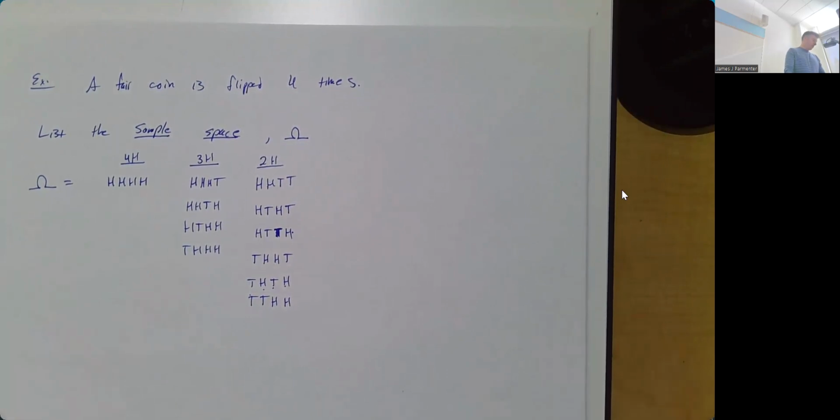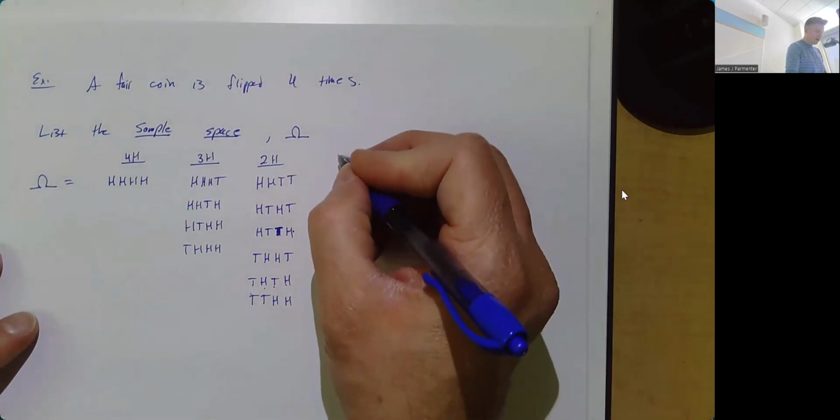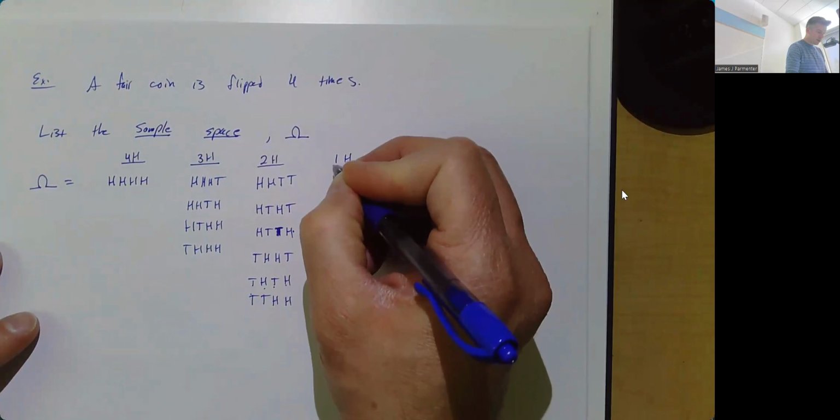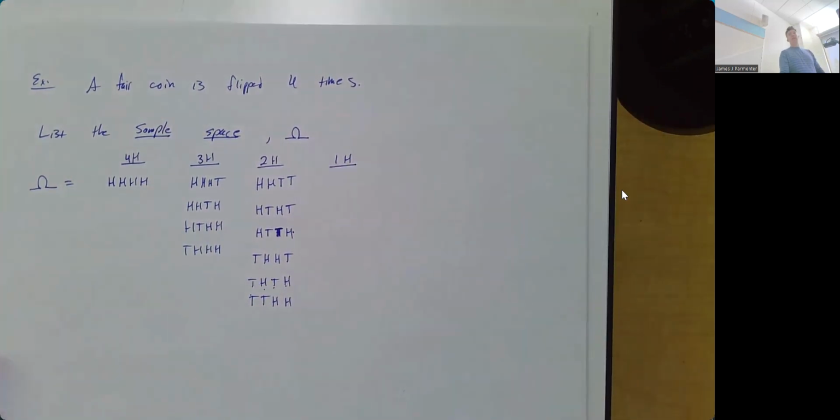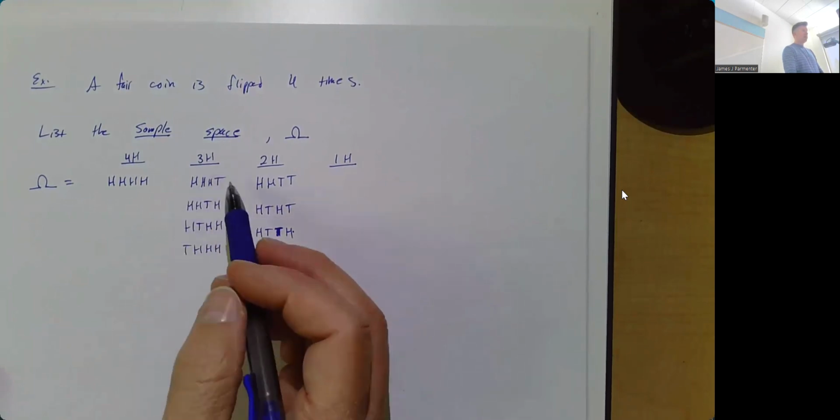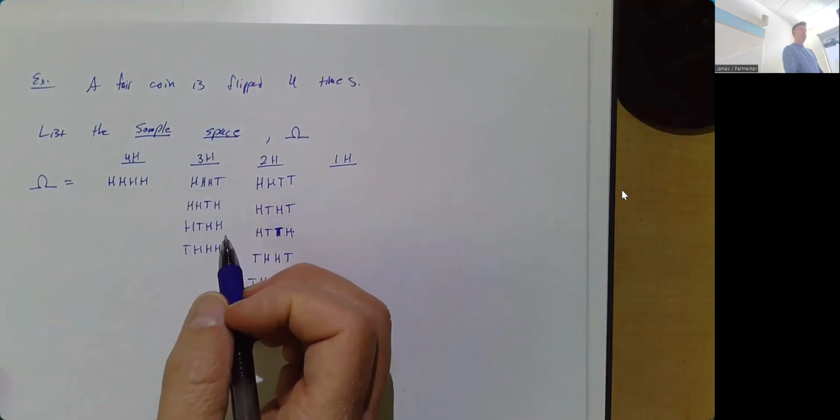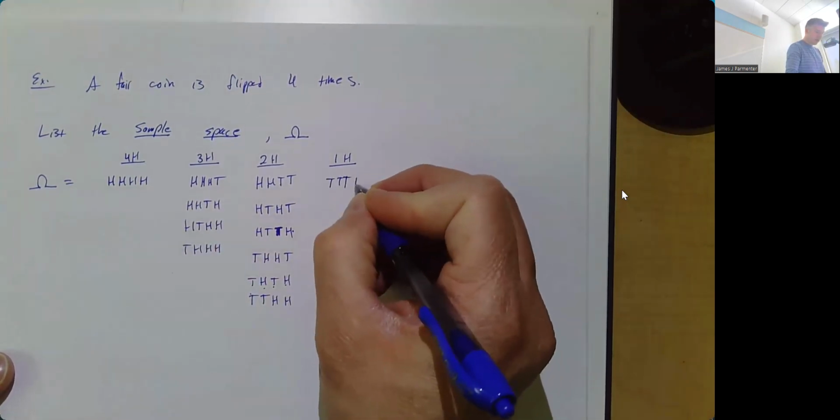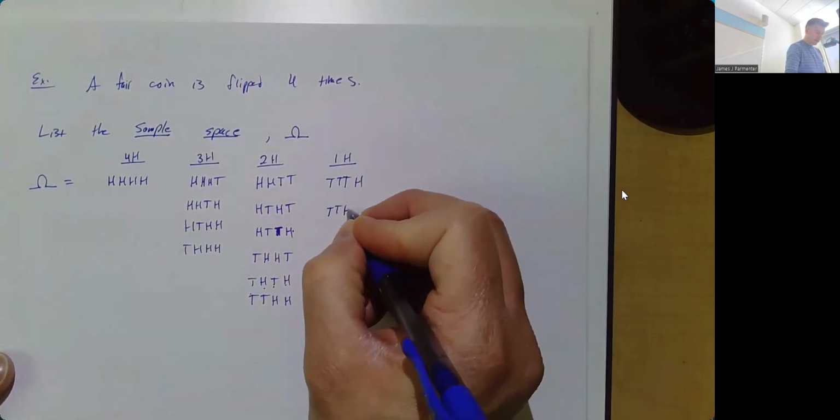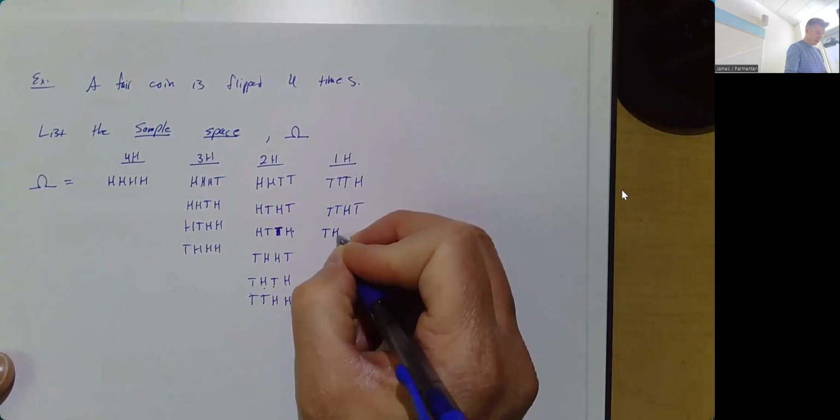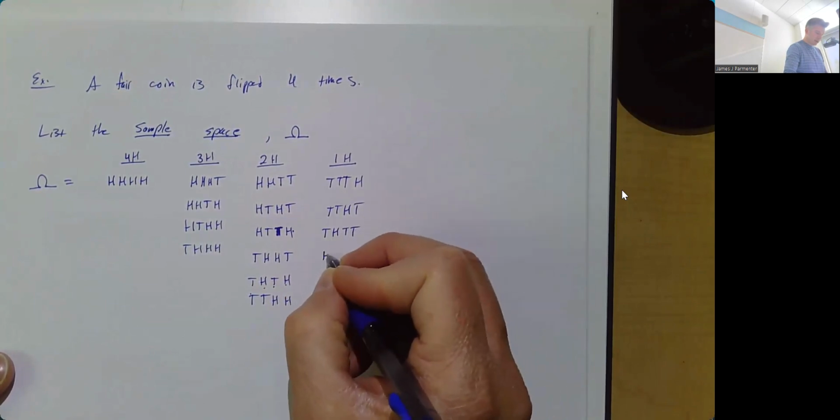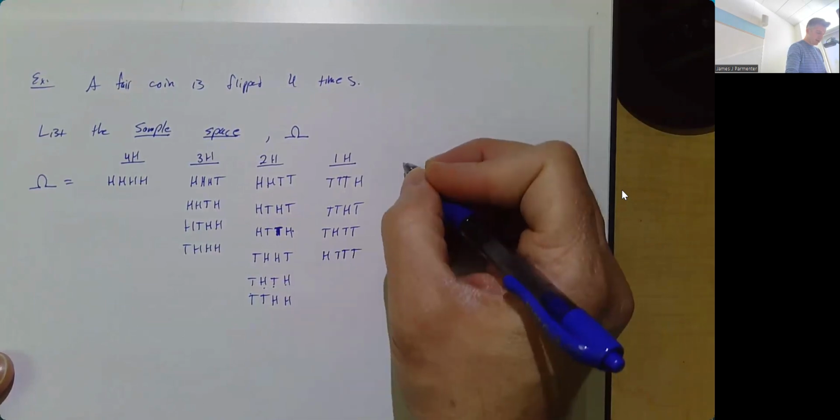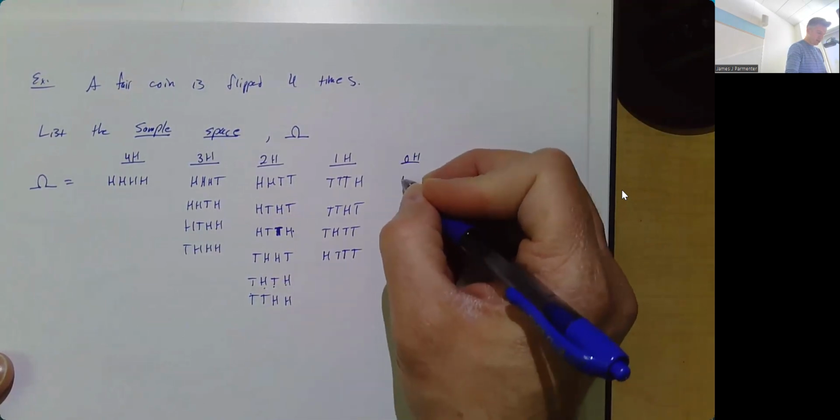I will point that out in a minute. If I want 1 head, it's the same as getting 1 tail. So what I'm really going to do is look at my 3 heads list over here and just interchange the heads and the tails. So I'm going to write tails, tails, tails, heads, and the other arrangements with a single head. And finally, 0 heads is 4 tails.